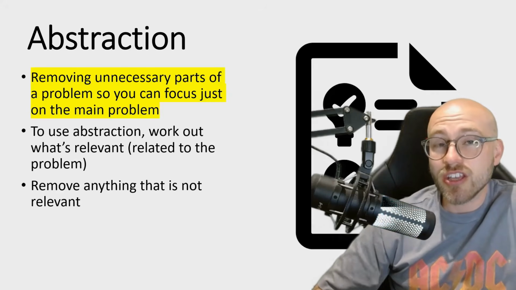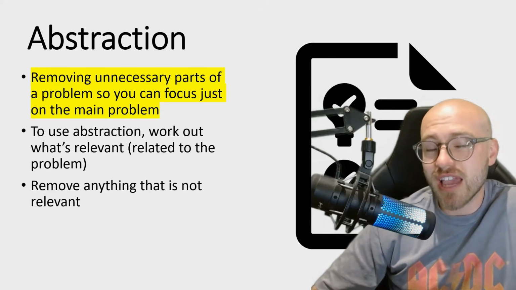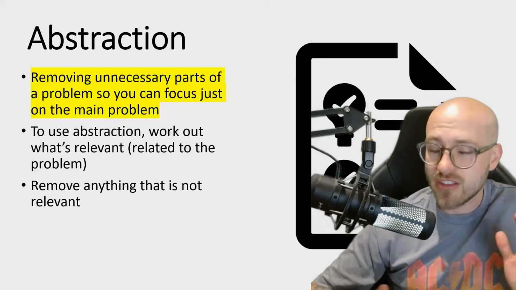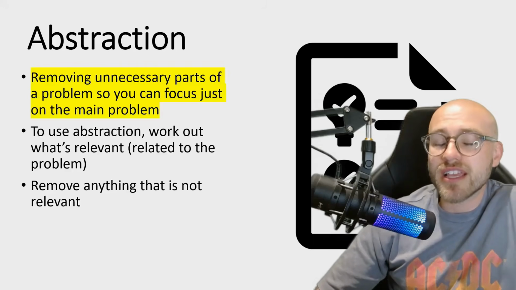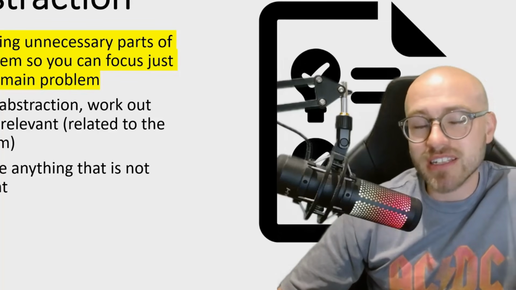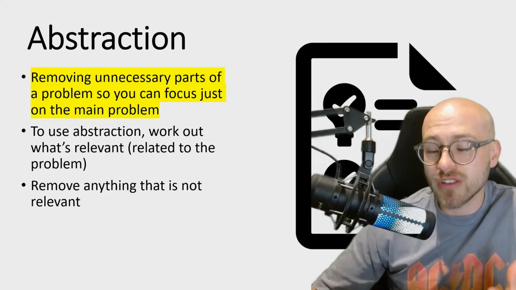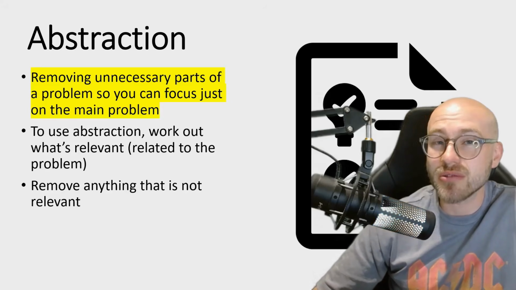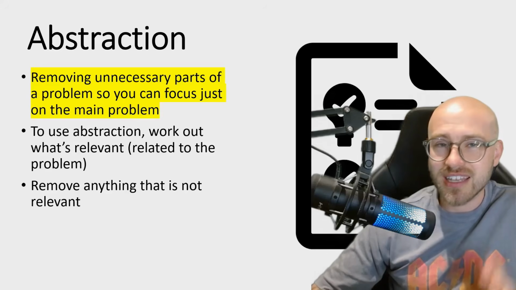So to actually use abstraction, you need to work out what is relevant in the problem and then what's not relevant. So you get rid of anything that's not relevant and then you can just focus on the main problem. Now this is especially important when you're thinking about programming. Sometimes people have great ideas and they'll spend a long time with their programming trying to do it. If that's not actually solving the initial problem you set out to do, then there's just no point in doing it. So you just need to be able to focus on the main problem, not get distracted, and remove anything else that's not necessary.